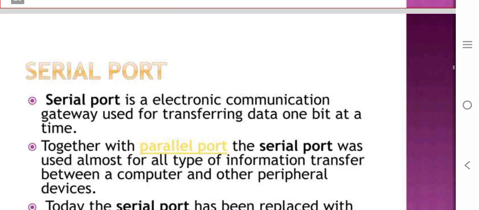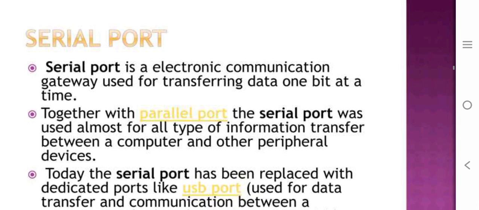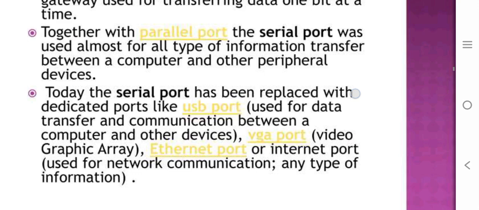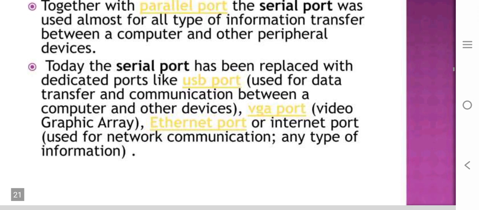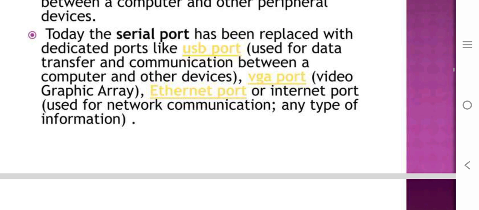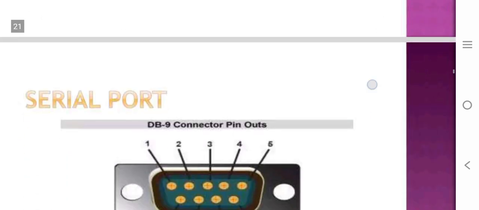Now the next one is the serial port. A serial port transfers data one bit at a time. Unlike the parallel port, it was commonly used to connect devices like modems or the mouse. Over time, serial ports have been replaced by modern connectors such as USB and HDMI. Still, the concept of serial communication continues inside modern computers in technology like SATA. The diagram shows the DB9 serial connector used for older communication devices.